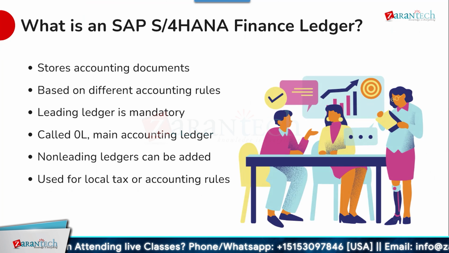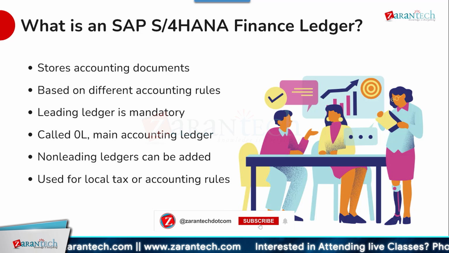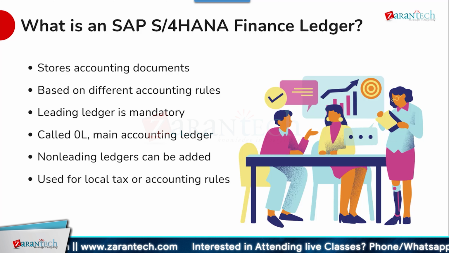Okay, so SAP S/4HANA Finance Ledger is basically a system that stores all the accounting documents, enabling businesses to manage their financial data efficiently. It works according to different accounting rules, allowing for multiple accounting standards within the same system. The leading ledger, called 0L, is basically mandatory here. This is the main accounting ledger which is used for company-wide reporting.